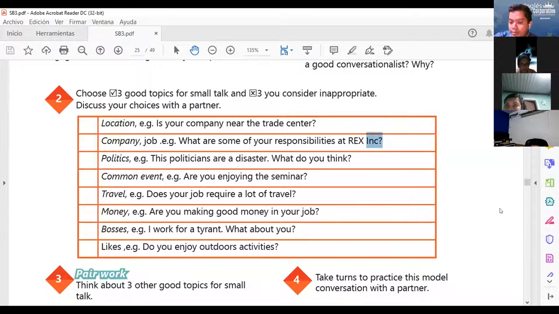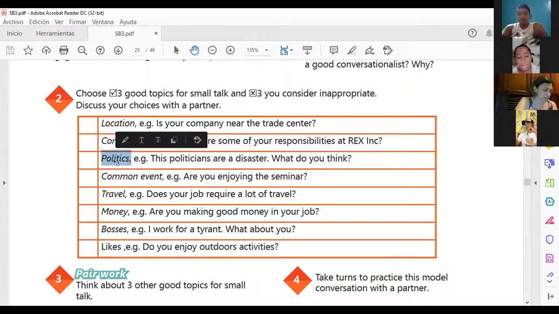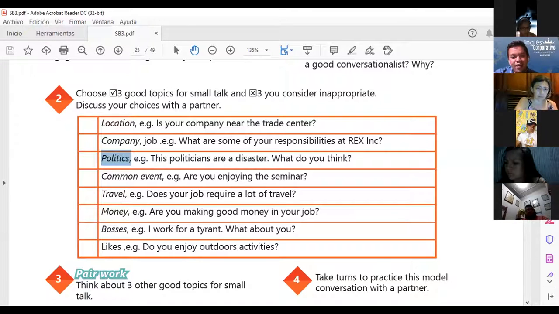Okay, let's see. Hilmar, read about the politics aspects. Politics. These politicians are a disaster. Uh-huh. What do you think? Okay, very good. It's like if we start talking about politics, right? Como cuando comenzamos a hablar de política. Oh my God, that's a controversial topic here. And we say, these politicians are a disaster. Eric, what do you think?